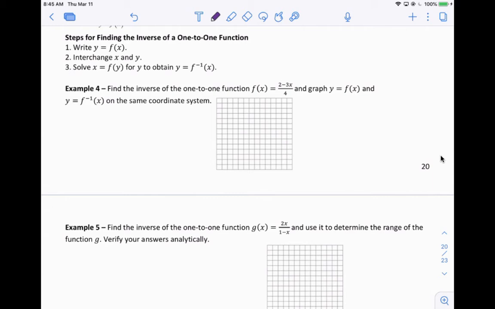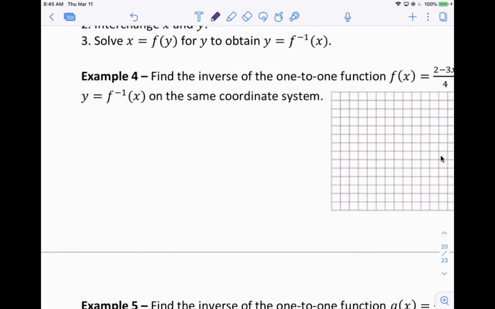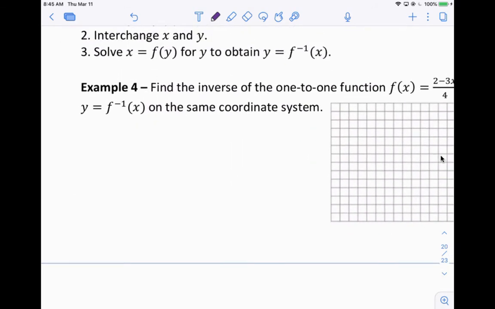So I've got this function here. Find the inverse of the one-to-one function. So it's already told us it's one-to-one. Don't worry, this one's one-to-one. We did the math for you. f of x is equal to (2 minus 3x) over 4, and then graph both on the same coordinate system. Sounds good. Well, how do I find this inverse?